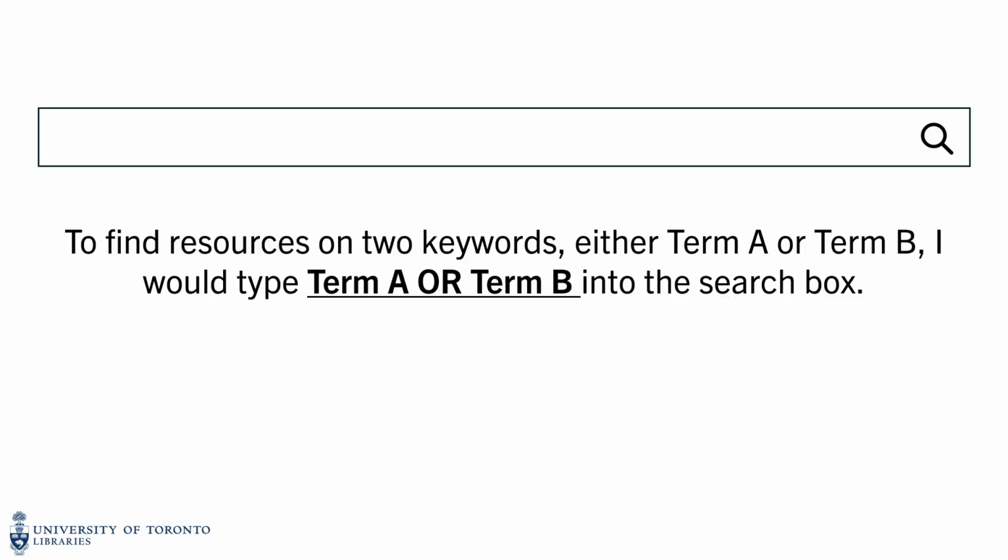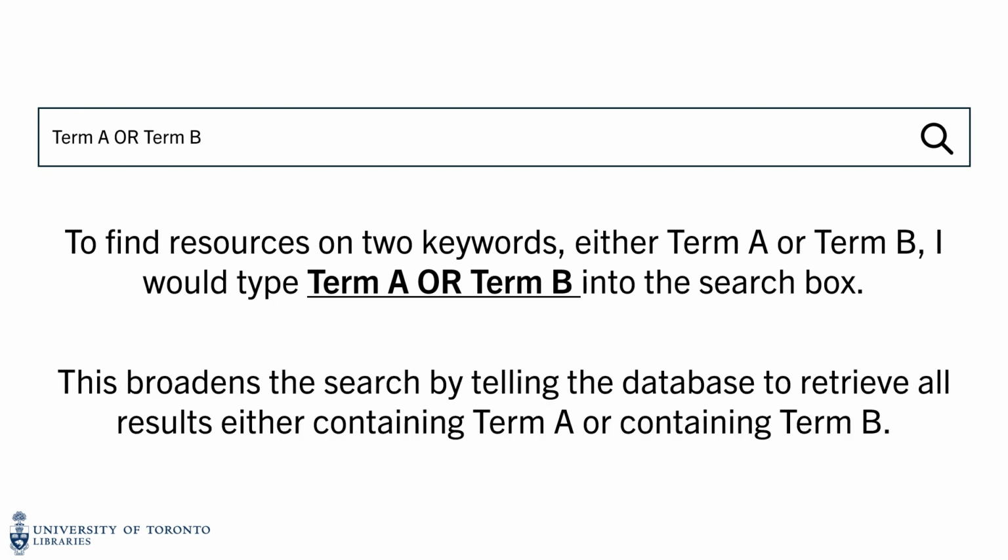For example, if I wanted to find resources on two keywords, either term A or term B, I would type term A or term B into the search box. This broadens the search by telling the database to retrieve all results either containing term A or containing term B.